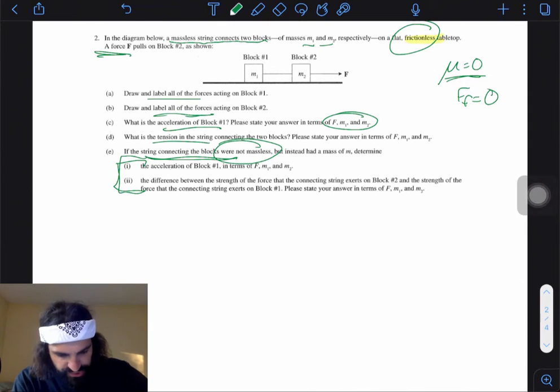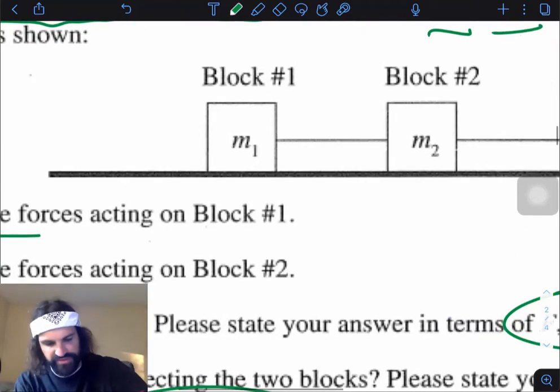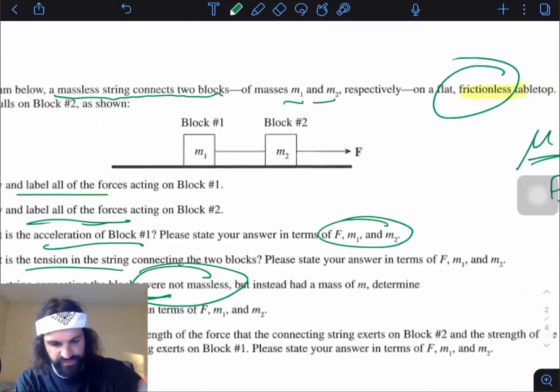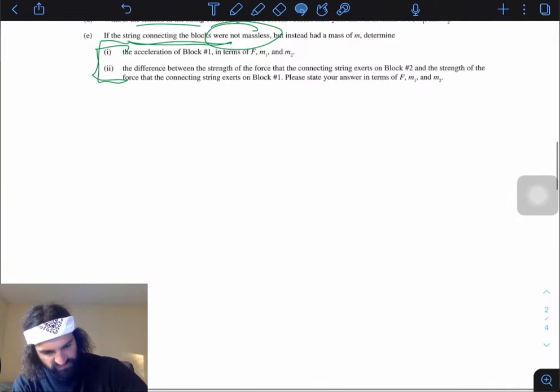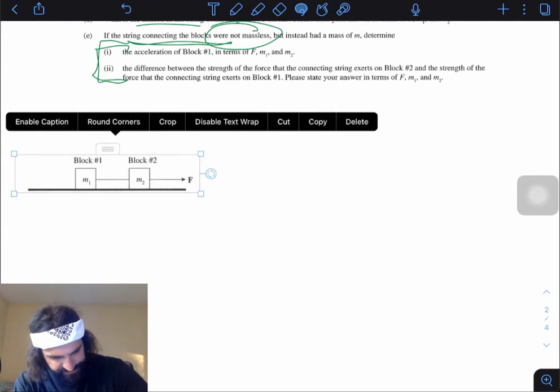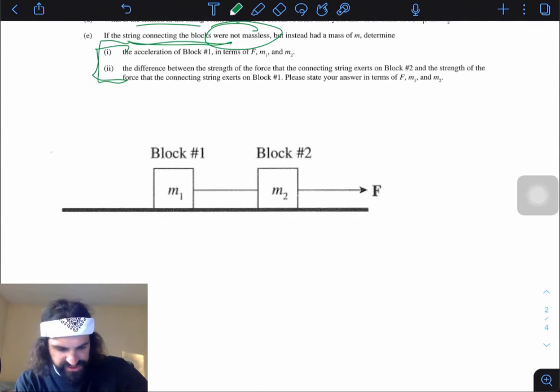So A, draw and label all forces on block 1. Let's look at block 1. In fact, we can do that right on our diagram. Nope, there's not enough room. But I'll copy and paste it below. All right, draw and label the forces on block 1.